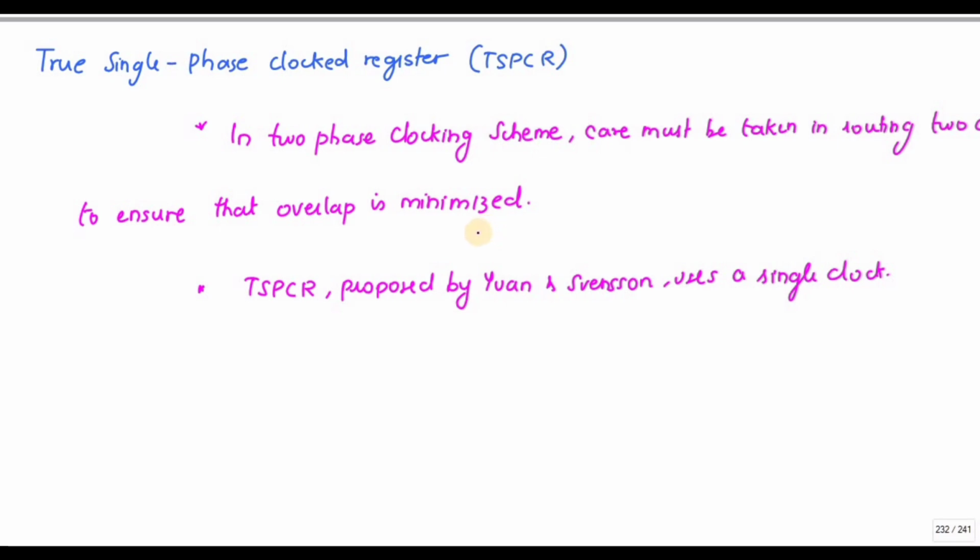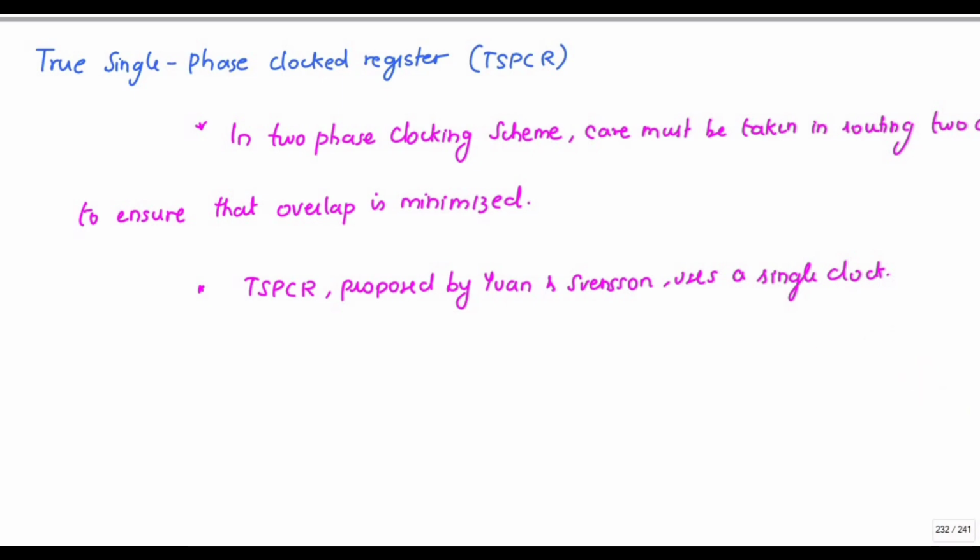If you see the C square MOS register, it is tolerant to clock skew, but we can also design a register based on the use of a single-phase clock. This TSPCR was proposed by Yuan and Svensson, who use a single clock.